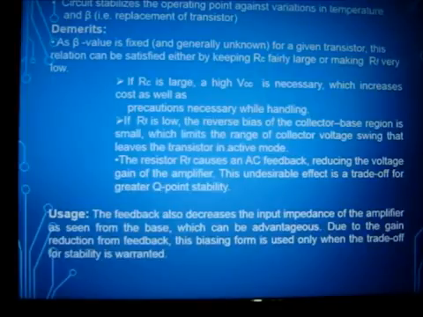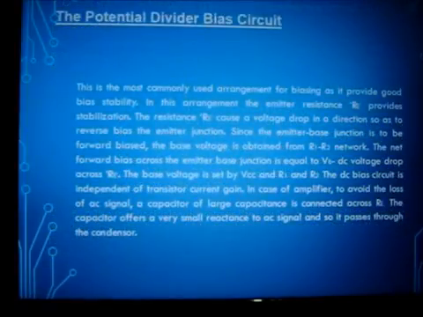So the resistor RF causes an AC feedback, reducing the voltage gain of the amplifier. This is an undesirable effect, a trade-off for greater Q point stability. This is quite undesirable, but as it has greater Q stability, it can be used. One of its uses: the feedback also decreases the input impedance of the amplifier as seen from the base side. Due to the gain reduction from feedback, this biasing is used only where the trade-off for stability is warranted. So keeping in mind the advantages and disadvantages, it can be used for several purposes, as we have seen before for the first two.